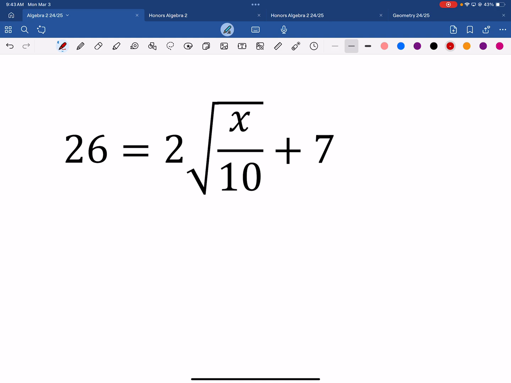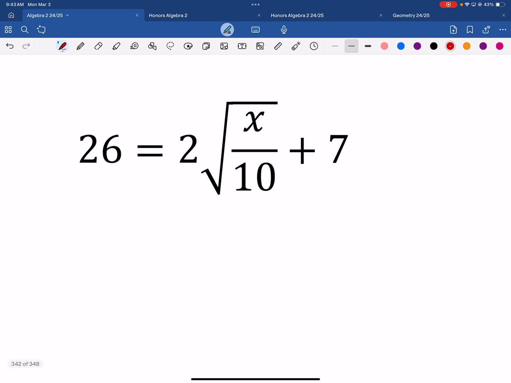Next one. Multiple things now going on with this one. One, we've got it on the right-hand side now, so that tends to confuse people. Again, I'm going to highlight what I have to isolate.